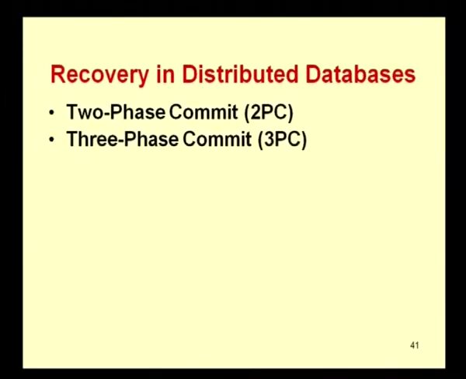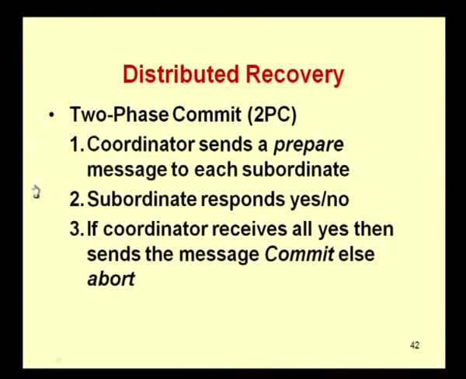You have two types of commit protocol, one is called the two-phase commit and the other is called the three-phase commit. In the two-phase commit, the coordinator sends a prepare message to each subordinate. The subordinate responds yes or no. If the coordinator receives all yes, then it sends the message commit, else it will abort. So, here we have someone called a coordinator. This coordinator sends a prepare message to all the subordinates.